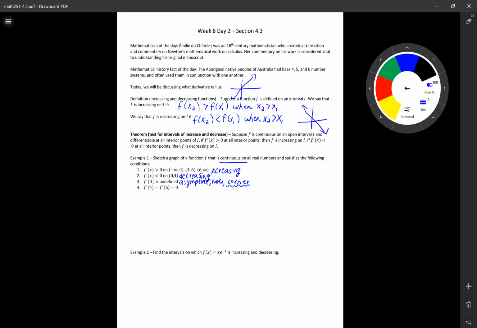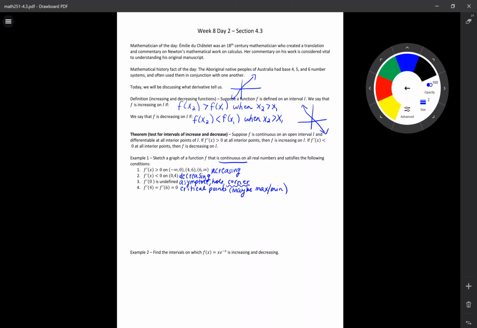And finally, f prime of 4 is equal to f prime of 6 is equal to 0. What does it mean when we have f prime of a number equal to 0? Well, as we learned last week, that means that we have critical points there. So maybe a max or a min. Maybe. All right, so we want to draw a function that has all of these features.